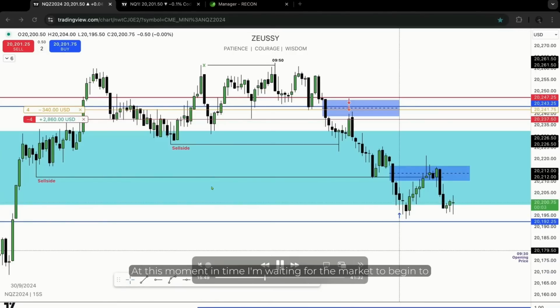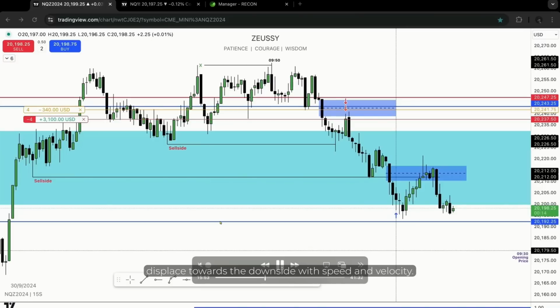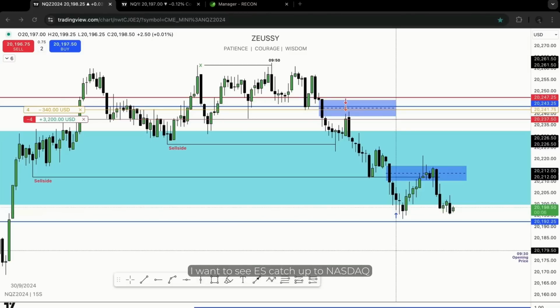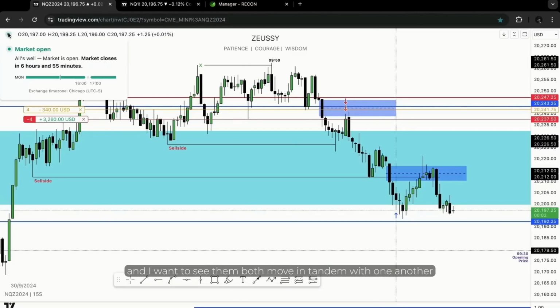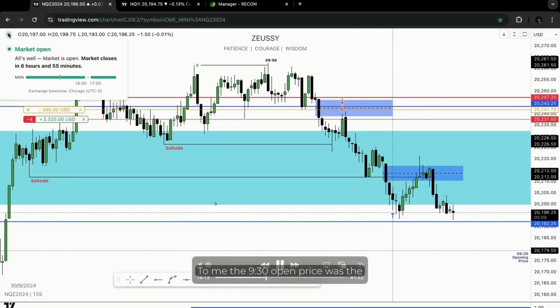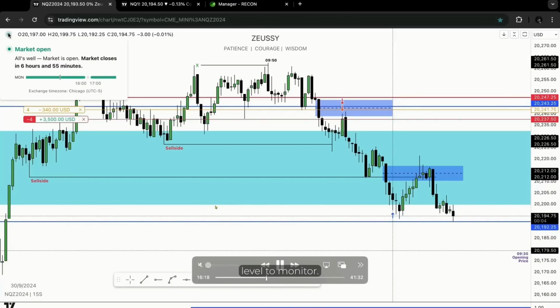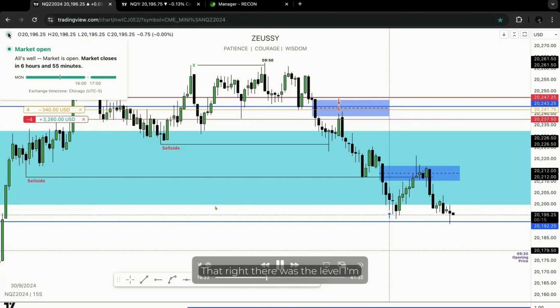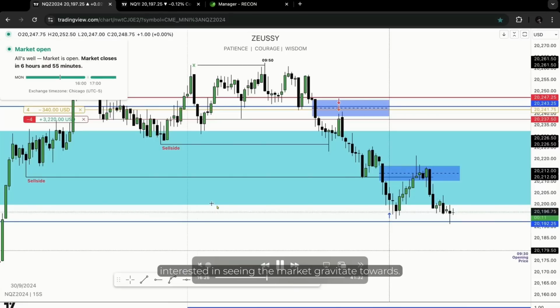At this moment in time, I'm waiting for the market to begin to displace towards the downside with speed and velocity. I want to see ES catch up to Nasdaq, and I want to see them both move in tandem with one another. To me, the 9:30 open price was the level to monitor. That right there was the level I'm interested in seeing the market gravitate towards.